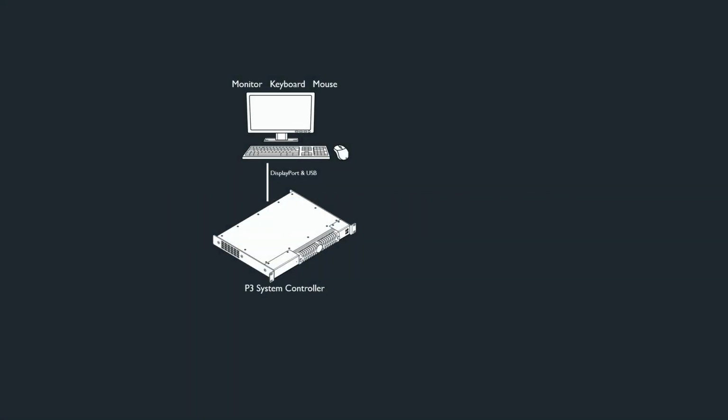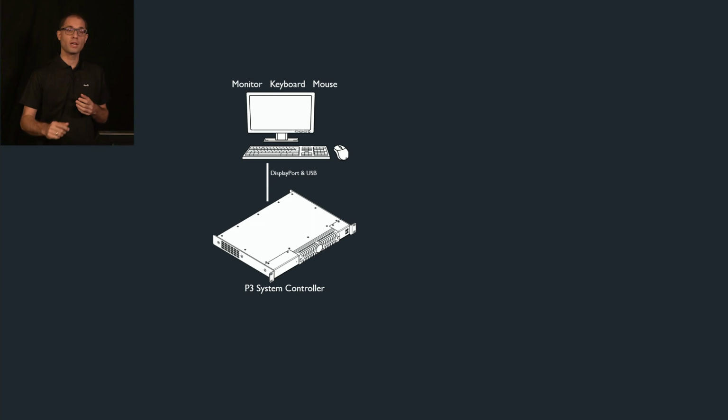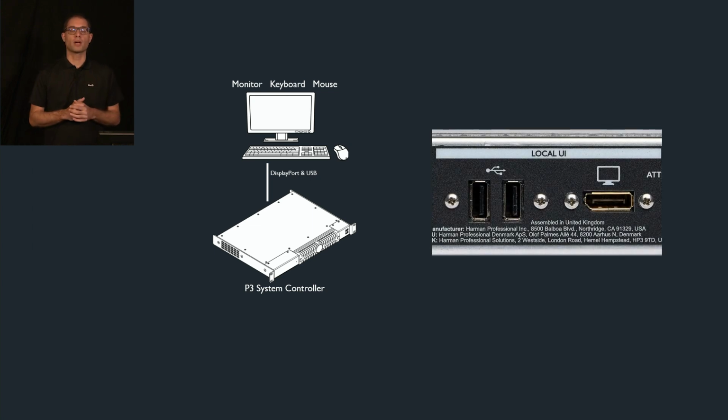So let's first look at how you connect it all together. Looking at the system diagram, the first thing you connect to the P3 controller is keyboard, monitor and mouse. On the back of the unit you'll find USB ports for keyboard and mouse and a display port output for the local monitor. This port is of course compatible with adapters to DVI or HDMI if you want to connect such a monitor.